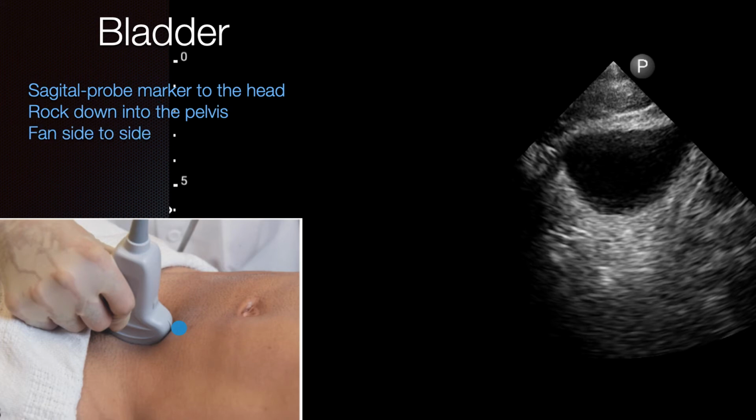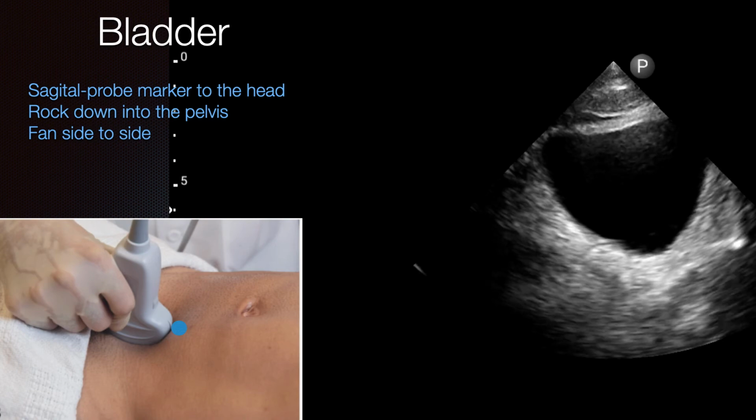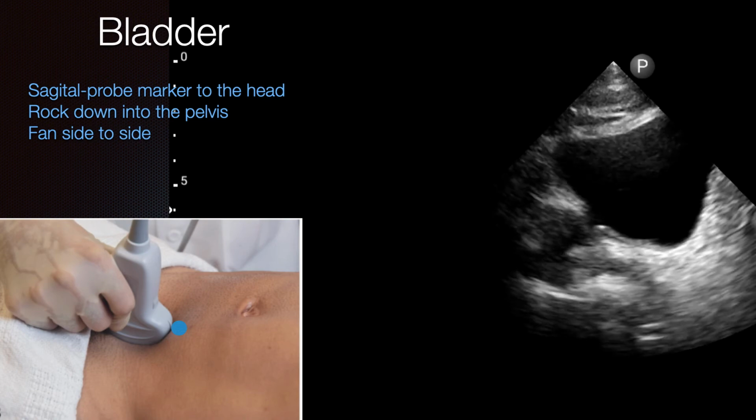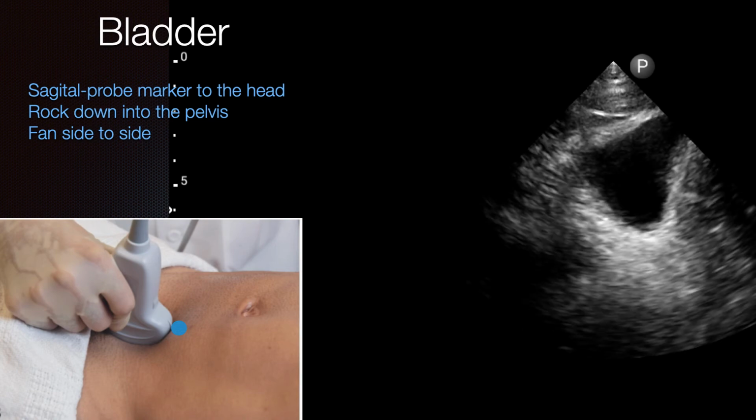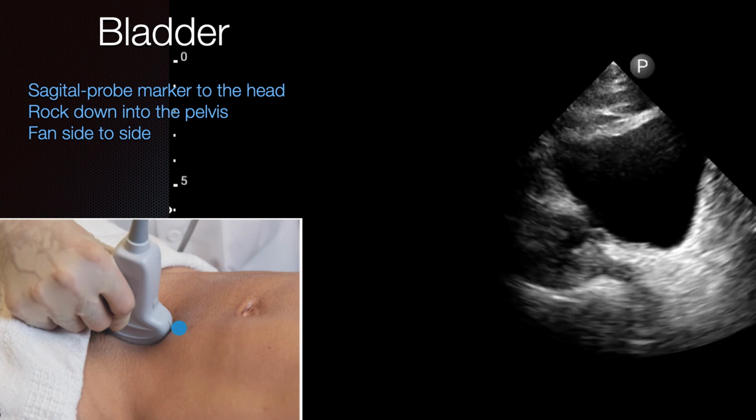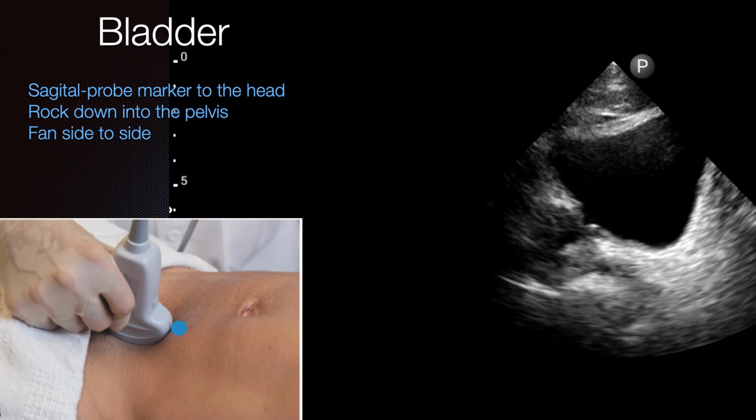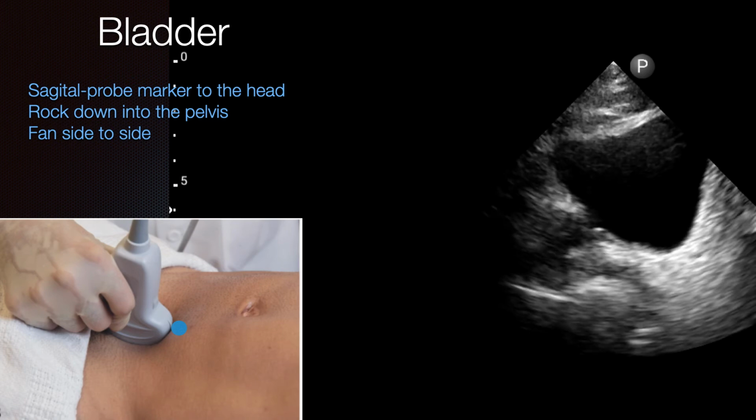And then once you get a full view, fan side to side to look at the whole bladder and see the true biggest diameter, especially if you're trying to calculate volume. Here you can see the prostate down in this area. So calculating bladder volume is really quick and easy, and you can rule out significant bladder outlet obstruction just right at the bedside.